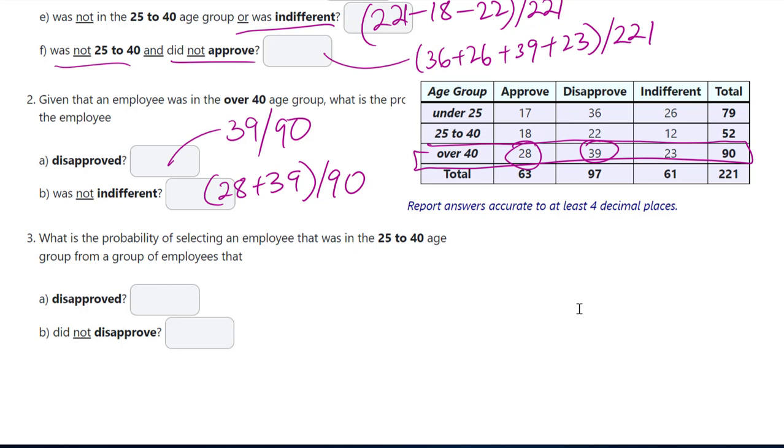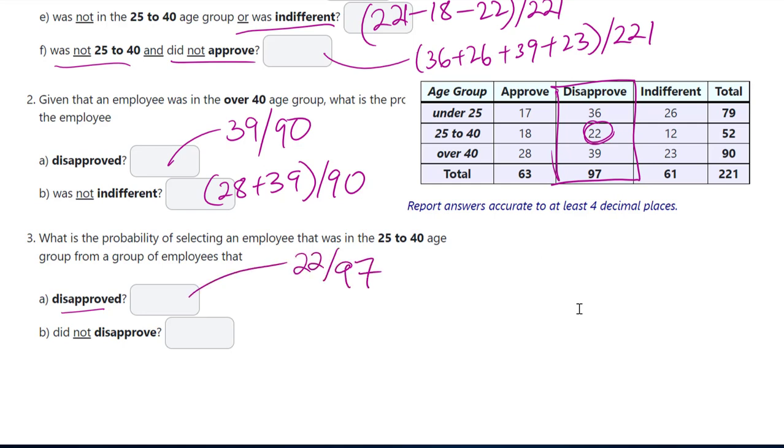And then in number 3 here, what is the probability of selecting an employee that was in the 25 to 40 age group from a group of employees that disapproved? So out of the employees that disapproved, we're looking for someone between 25 and 40. So we have 22 of them here. So the probability will be 22 out of 97.